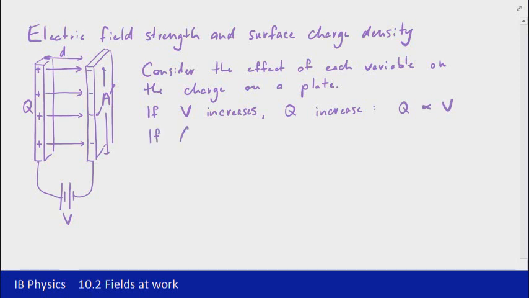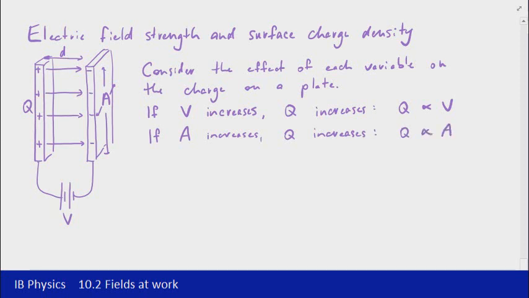If the area increases, so if we've got a greater surface area across the plate, then it means that we can push more charge onto the plate, and so again Q increases. And again, Q there is going to be proportional to the area.